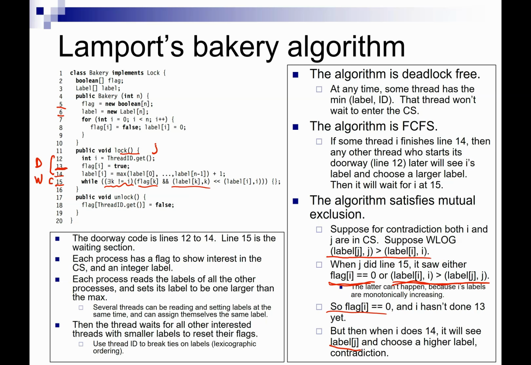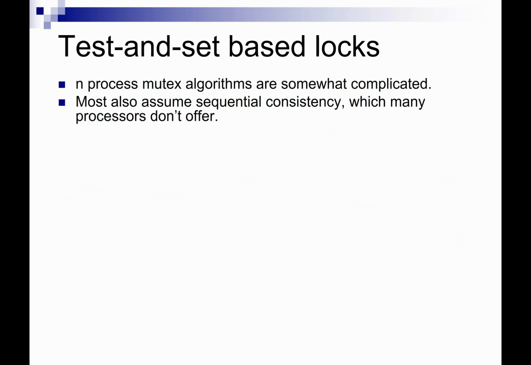So that shows that this algorithm satisfies mutual exclusion, and because it's first come first serve, it's also going to be wait free. If it's wait free, it's definitely deadlock free also. Those are the algorithms we're going to look at based only on read and write operations.